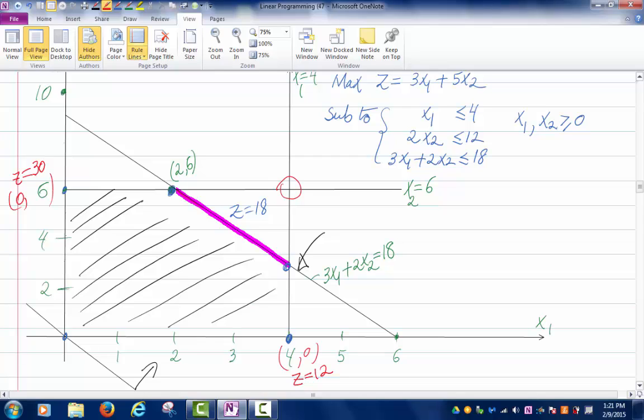However, the vertical edge is giving me a better rate of increase in z. So I'm going to move along that edge. And as I move along that edge, I'm going to reach what vertex? 0, 6. So what's the value of the objective function at that point? It's 30. Am I making sense?